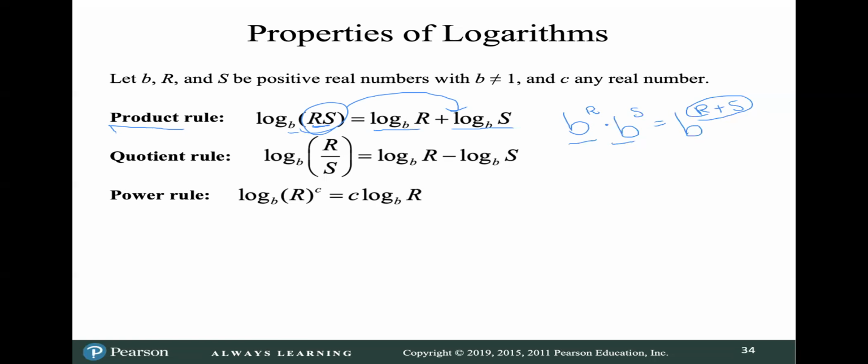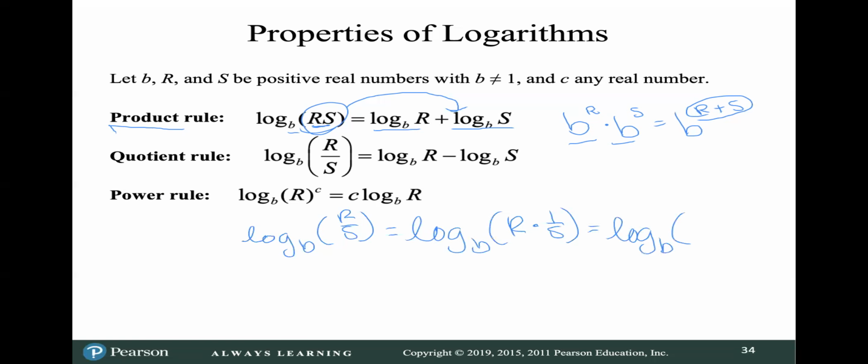Okay, the quotient rule is dependent on the product rule. So in the quotient rule, we're essentially saying, what if S has a negative exponent? So instead of multiplying, it's division, right? R times 1 over S. Well, 1 over S is S to the negative 1. So I can say this is log base b of r over s equals log base b of r times 1 over s, or log base b of r times s to the negative 1.